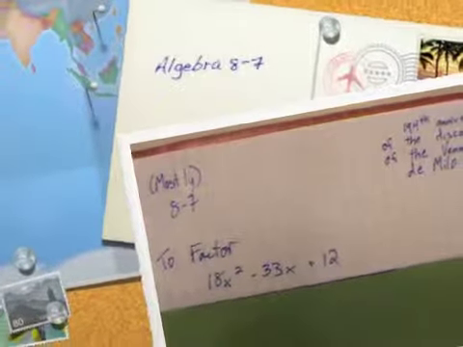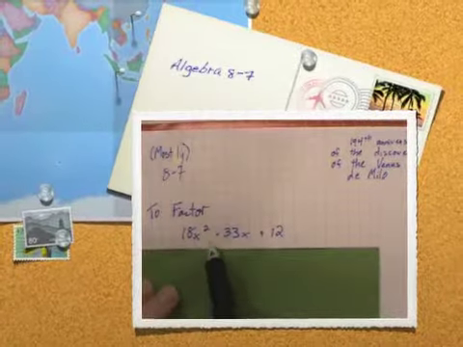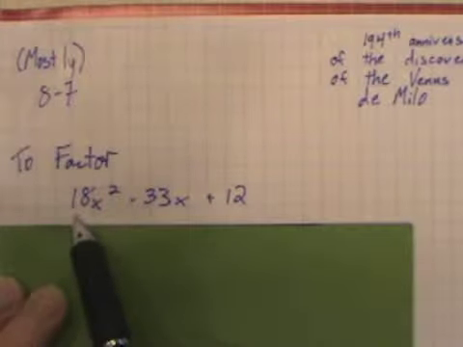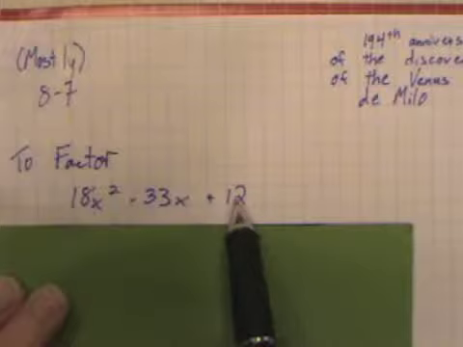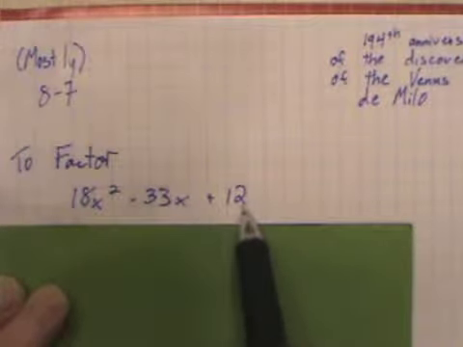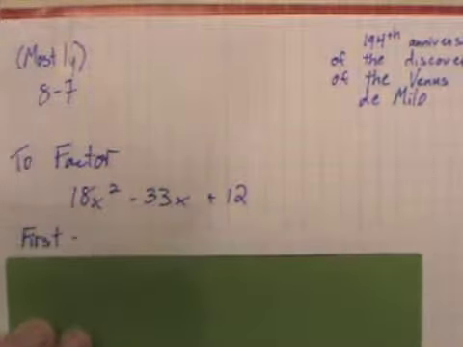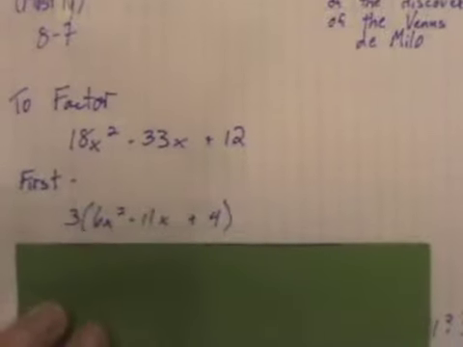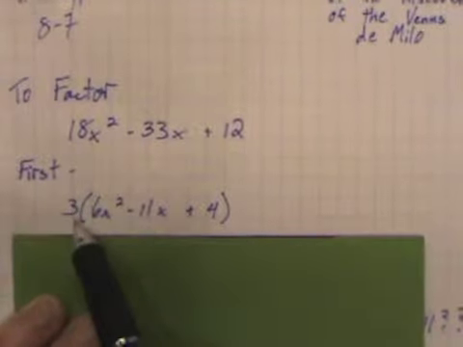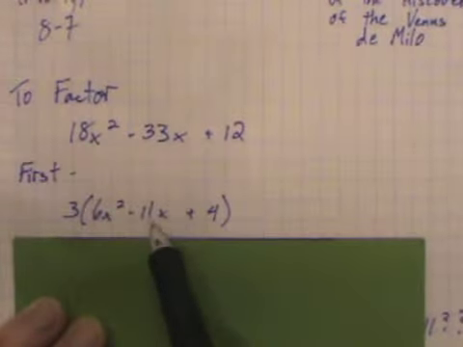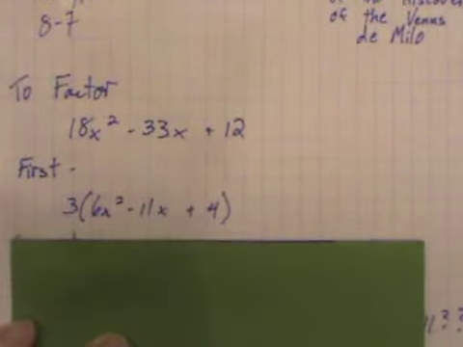This is a mostly 8-7 lesson, although this first thing is the end of 8-6, but it's quick, and it's easy. Take a look at 18x squared minus 33x plus 12, and I want you to realize that every term in here has one common factor, and that factor is 3. So before you do everything else that you're going to do to this, factor out the 3. So it becomes 6x squared minus 11x plus 4, and then you're going to factor this with the regular process.